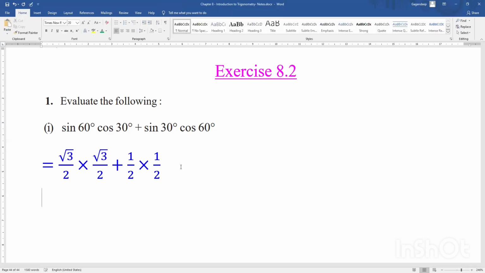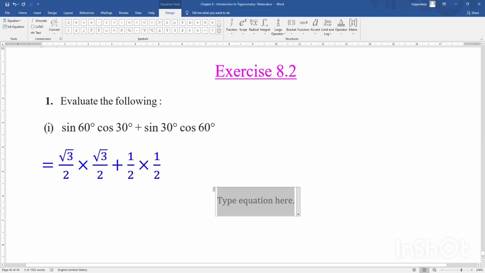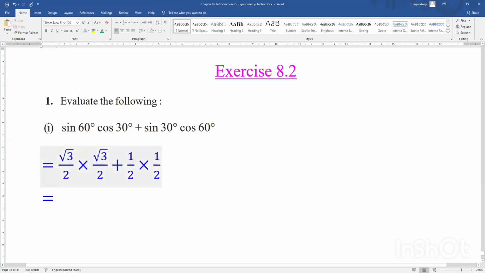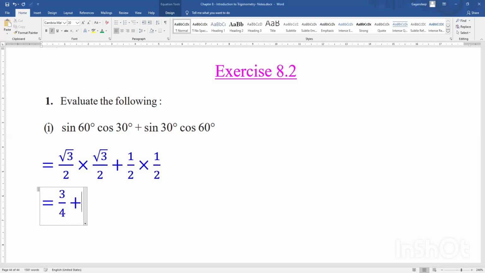Now, the next step. Root 3 into root 3 is 3 and 2 into 2 is 4. When you have multiplication of two fractions, you just multiply the numerators and the denominators separately. So I write it as 3 by 4 plus, and then 1 into 1 is 1, 2 into 2 is 4. That means it will be 1 by 4.